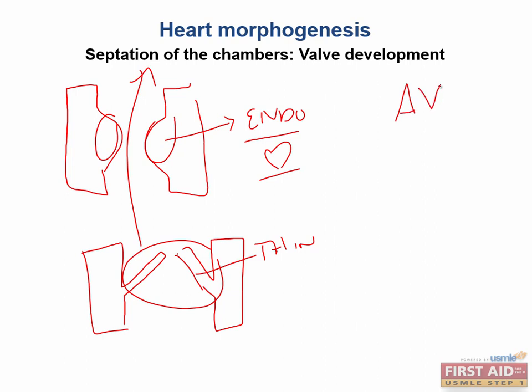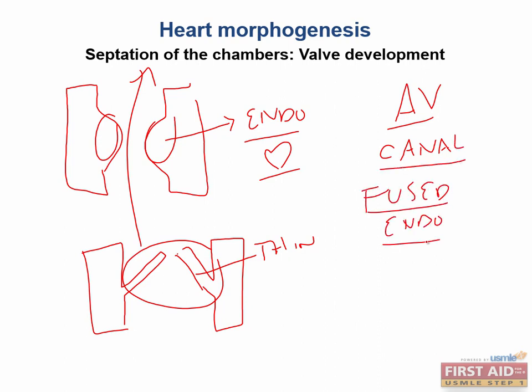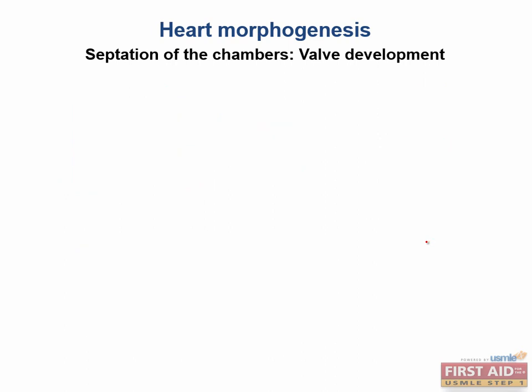The AV valves, or atrioventricular valves, form from tissue that is already surrounding the AV canals, and this is fused endocardial cushion tissue. What about the semilunar, or aortic and pulmonary valves? These form from endocardial cushion tissue in the aortic and pulmonary outflow tracts. Pretty simple, right? Now, what happens if the valve fails to form?